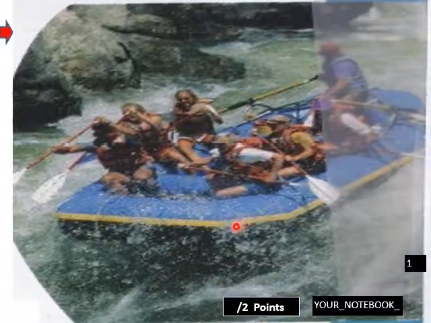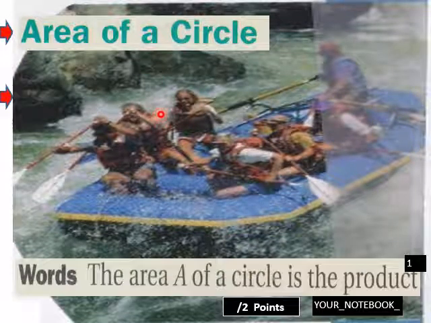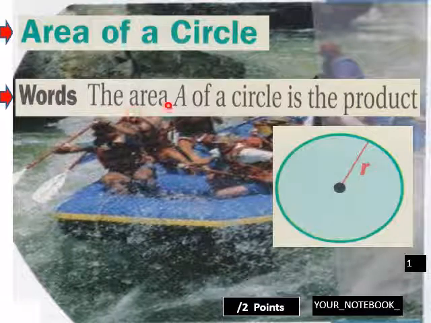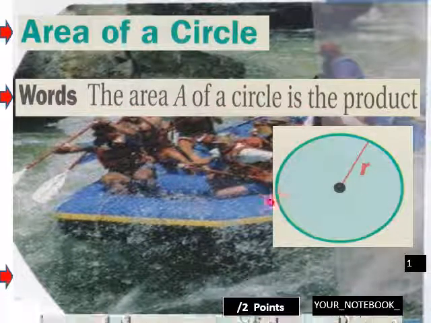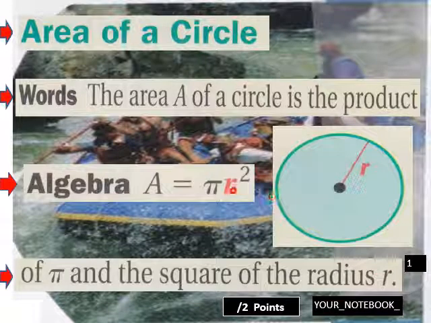Let's go right into part 2 here of 10.4, area of a circle. Words: the area A of a circle is the product of pi and the square of the radius r. So it's pi r squared that would be the area of a circle, and the algebra would be area equals pi r squared. So that is your formula for finding the area of a circle.